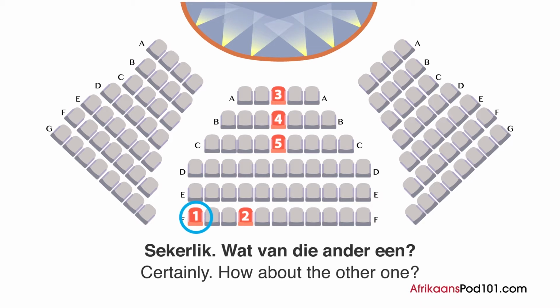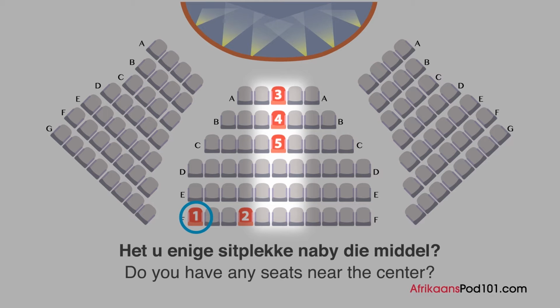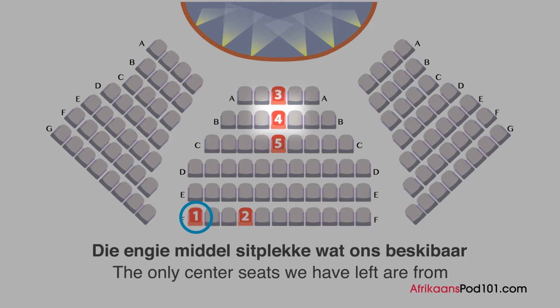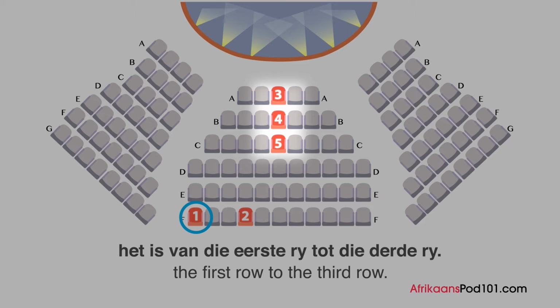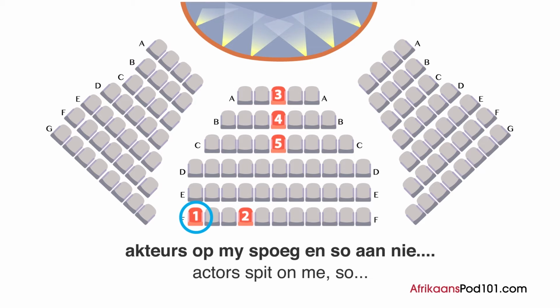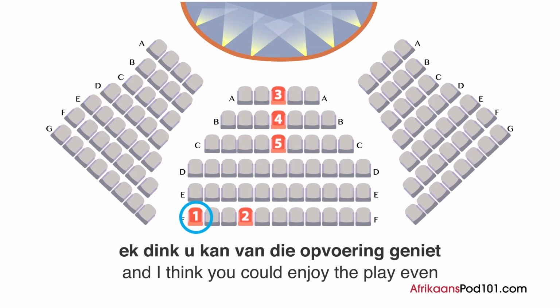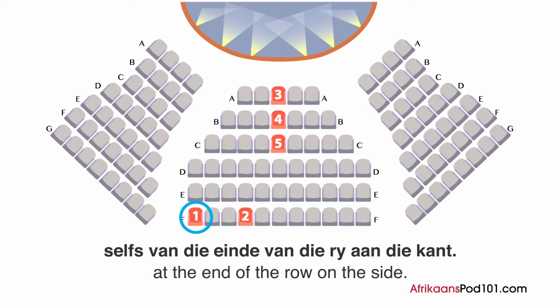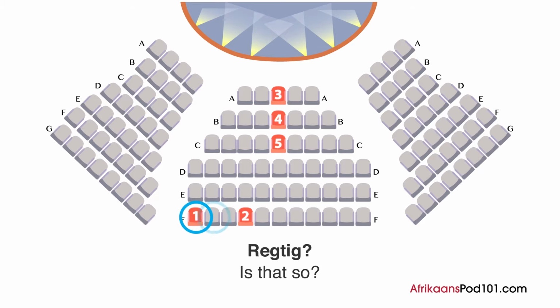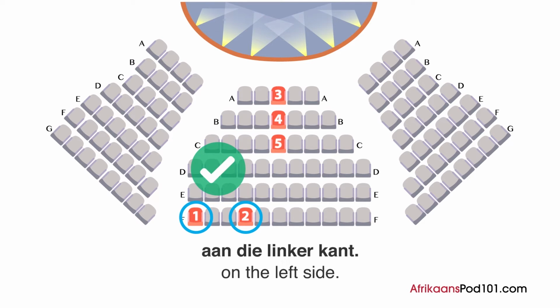Sekerlik. Wat van die ander een? Het u enige sitplekke naby die middel? Die enigste middelsitplekke wat ons beskikbaar het, is van die eerste ry tot die derde ry. Ek is nie regtig mal daaroor as die akteurs op my spoeg en so aan nie. Die kamer is relatief klein. Ek dink u kan van die opvoering geniet, selfs van die einde van die ry aan die kant. Regtig? Dan neem ek die een wat jy oor gepraat het voorheen, aan die linkerkant.